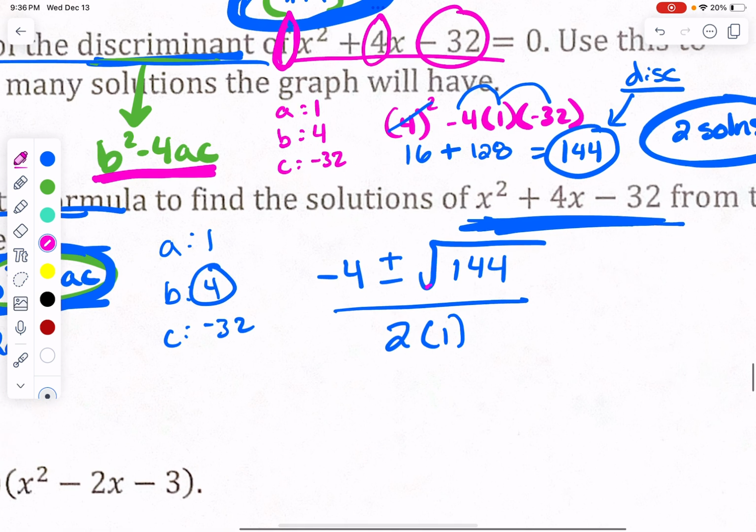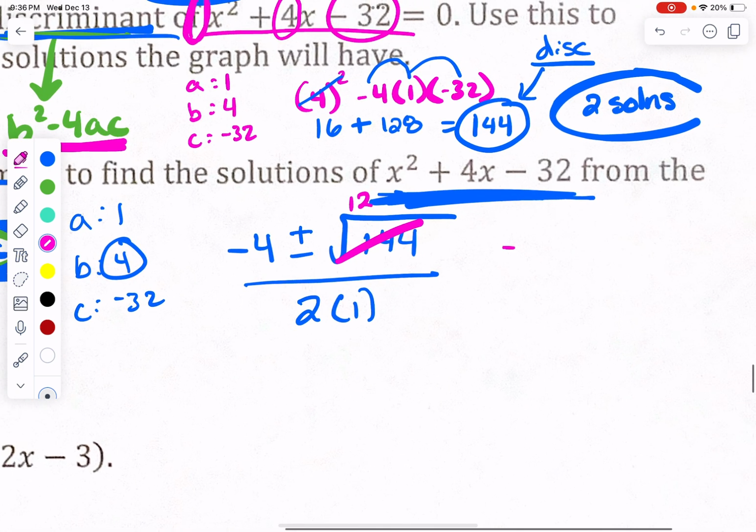Now, 144 does come out nicely as 12, the square root of 144. That does come out nicely. If it doesn't come out nicely, you're welcome to just leave it as the square root of whatever, right? So just leave it like that. So we have negative 4 plus and minus 12 all over 2 times 1 is 2, okay?